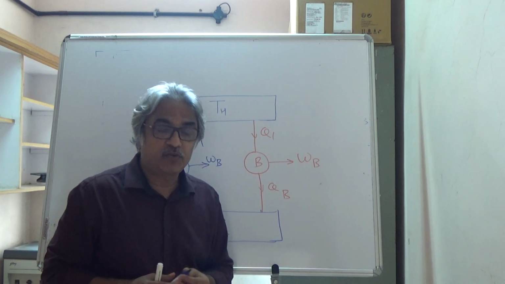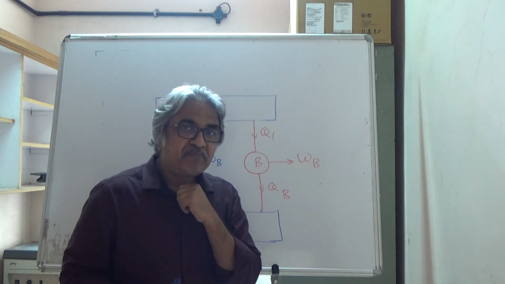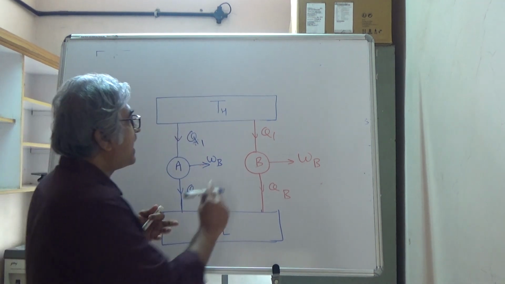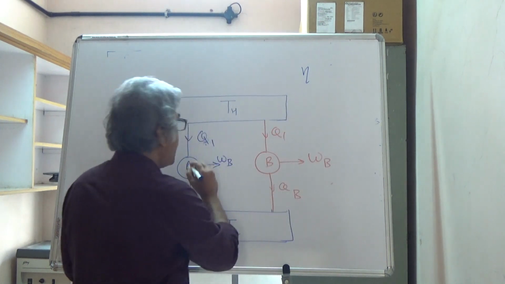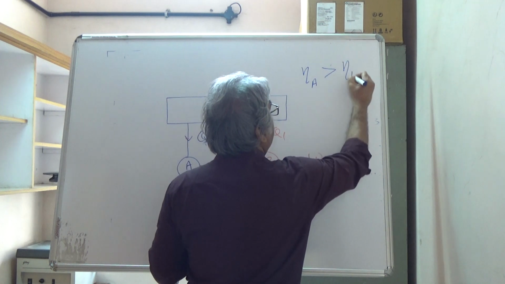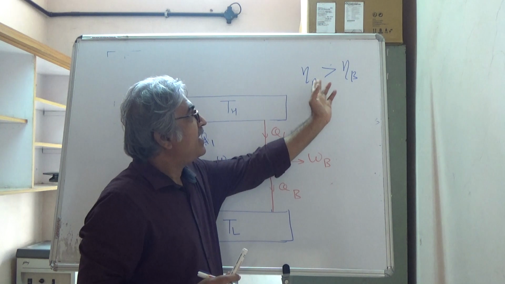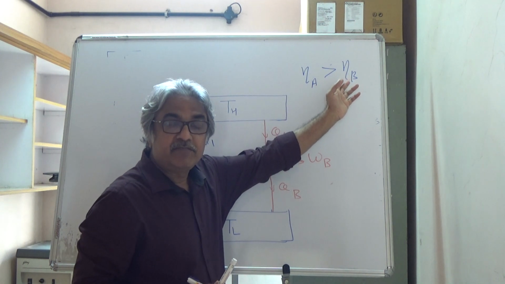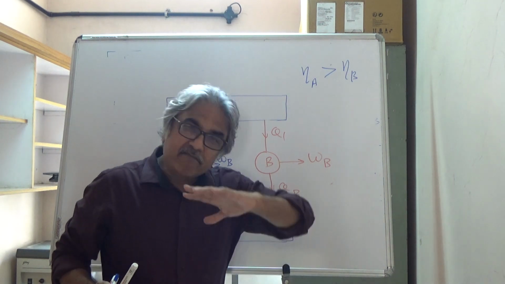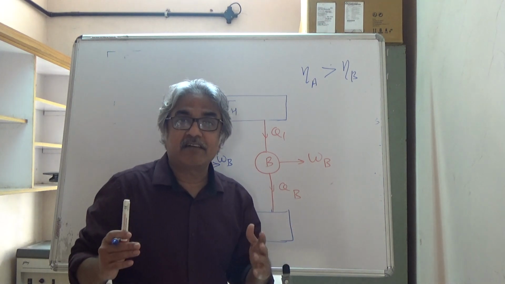But now what we want to do is prove the Carnot theorem. So we are now going to assume that efficiency of engine A is greater than efficiency of engine B. That means we are assuming a violation of Carnot theorem. We are assuming exactly the opposite of what Carnot's theorem states.